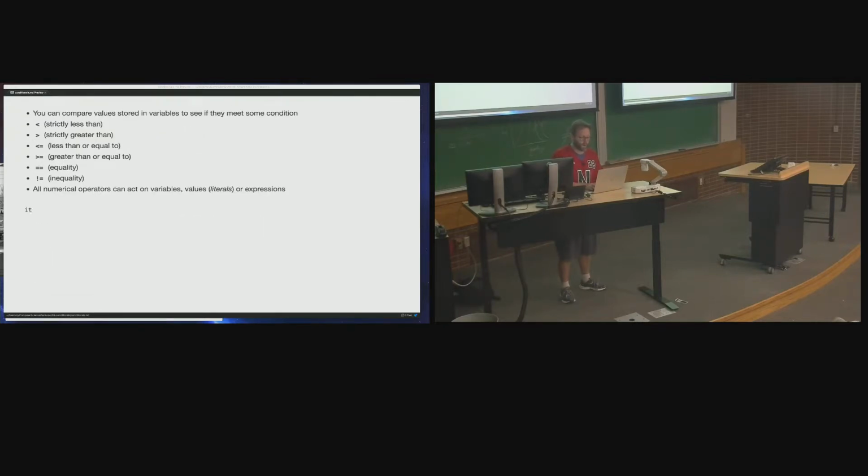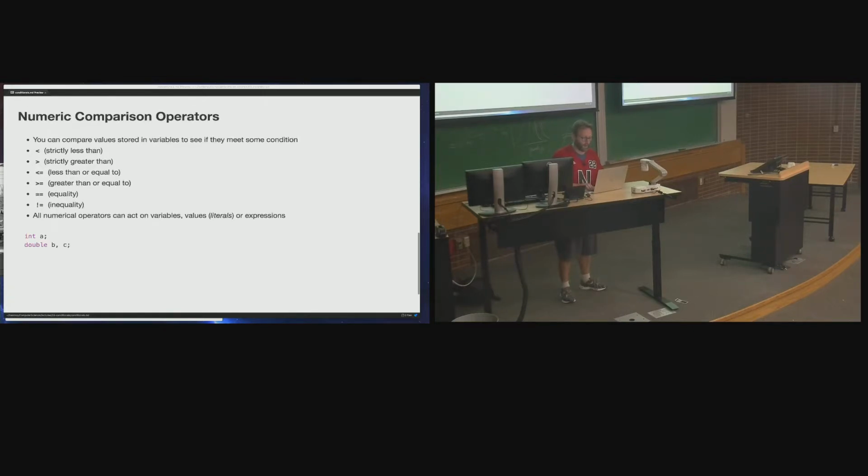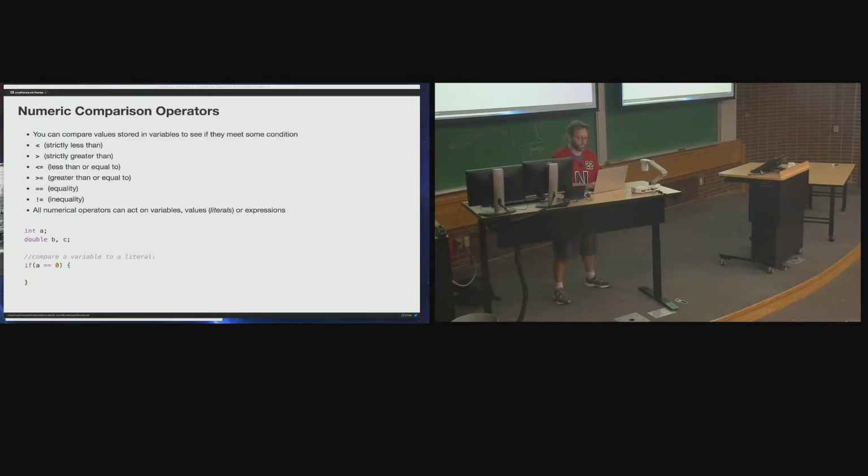Let's go ahead and create some variables, int a, double b, and c. And let's go ahead and compare a variable to a literal. I'll put in an if statement here. How should I read this? If a equals 0. What am I testing here? If a is equal to 0, exactly 0.